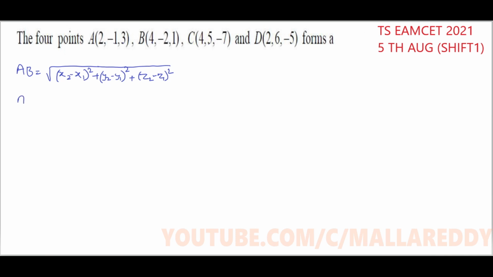Now the distance AB is equal to under root of 4 minus 2 whole square, that is 4, plus 1 whole square, 1 minus 3 whole square, that is 4, that is root 9 is equal to 3. And the distance BC is equal to under root of 4 minus 4 whole square, 0, 5 plus 2 whole square, 49, minus 7 minus 1, that is minus 8 whole square, that is 64, that is equal to root over 113.